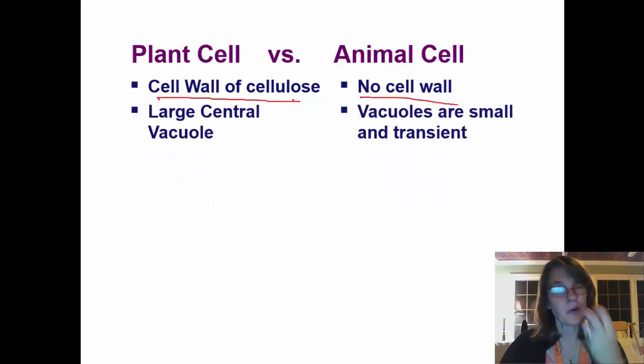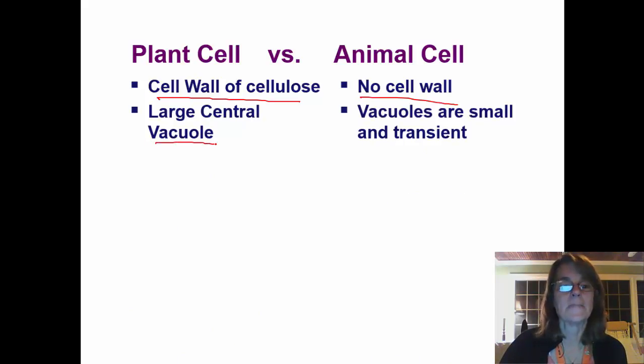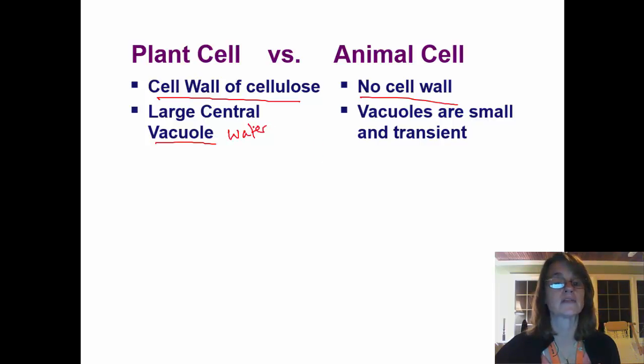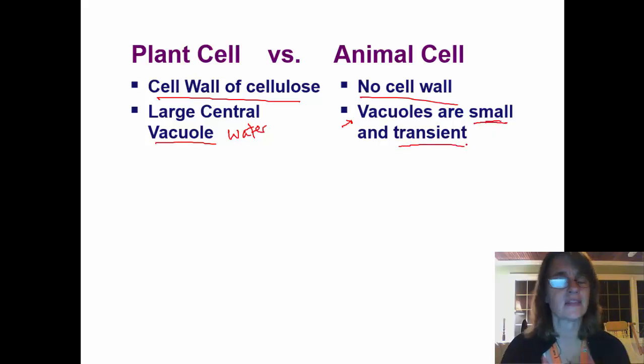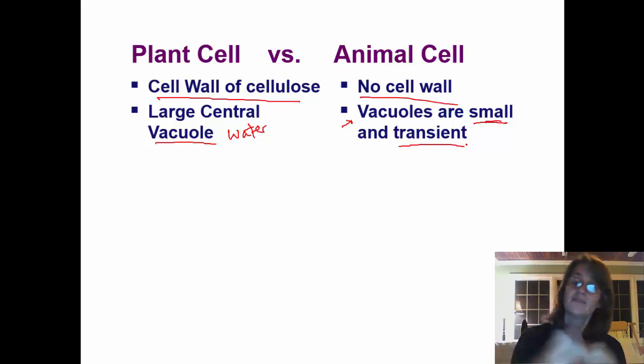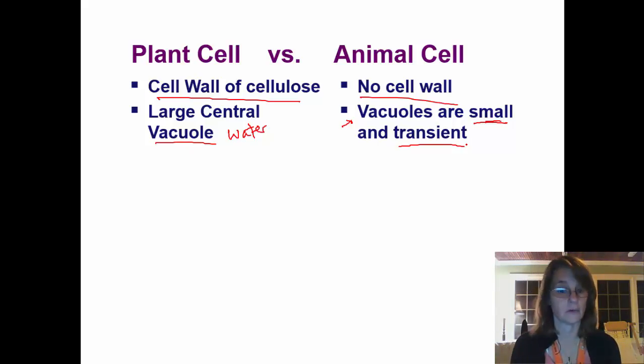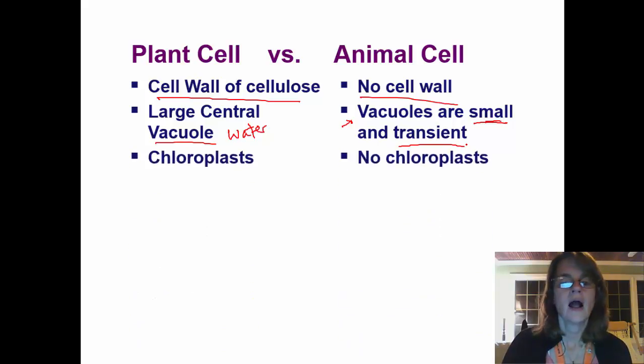Vacuoles are little compartments that typically store things. Plant cells have a big central vacuole that is usually, though not exclusively, for storing large amounts of water and keeping the cell kind of inflated. Vacuoles in animal cells are much smaller and really kind of transient. They're not permanent. They may contain food for a brief time until the food is consumed and then the vacuole is gone. Obviously, plant cells have chloroplasts.